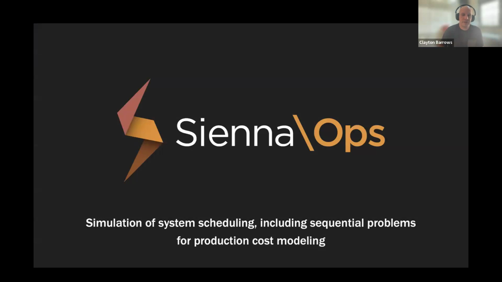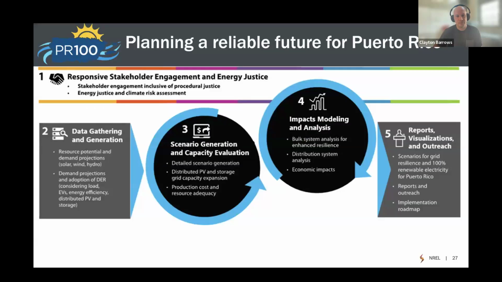The next capability is Sienna Ops, which is really focused on the simulation of scheduling processes, including the sequential simulation of scheduling. So we do optimal power flow, unit commitment, economic dispatch, but not just those problems. We also enable production cost modeling by feeding the results of one scheduling problem into the inputs of the next, so we can enable large-scale simulations over long periods of time.